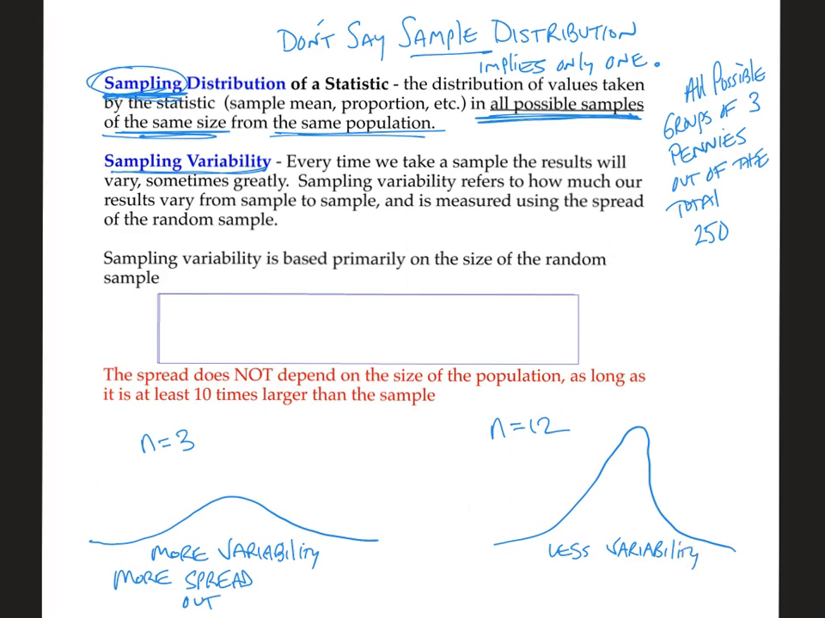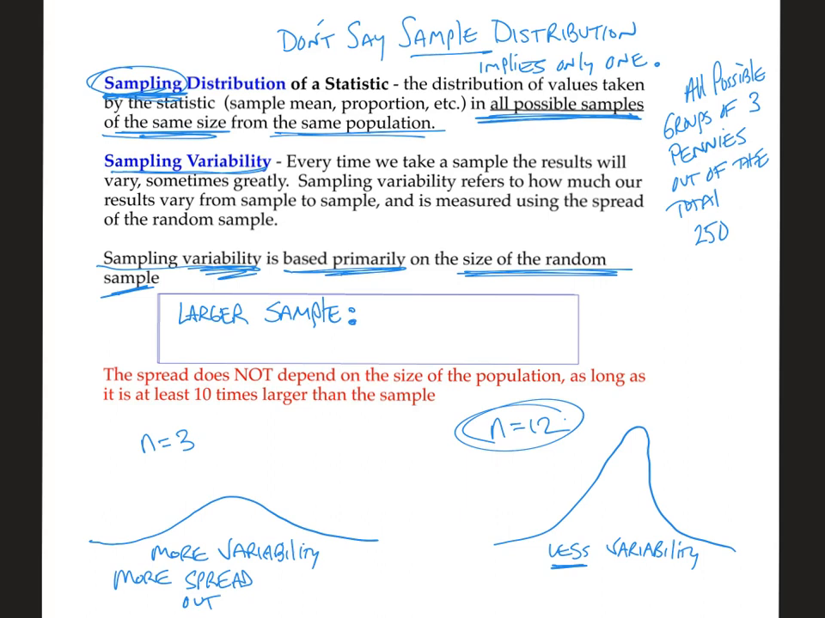This graph had less variability. Okay, and that whole idea of variability is based primarily on the size of the random sample. So if you take a larger sample size, what will the variability be, more or less? A larger sample size has less variability. A smaller sample size, like here, is going to have more variability.